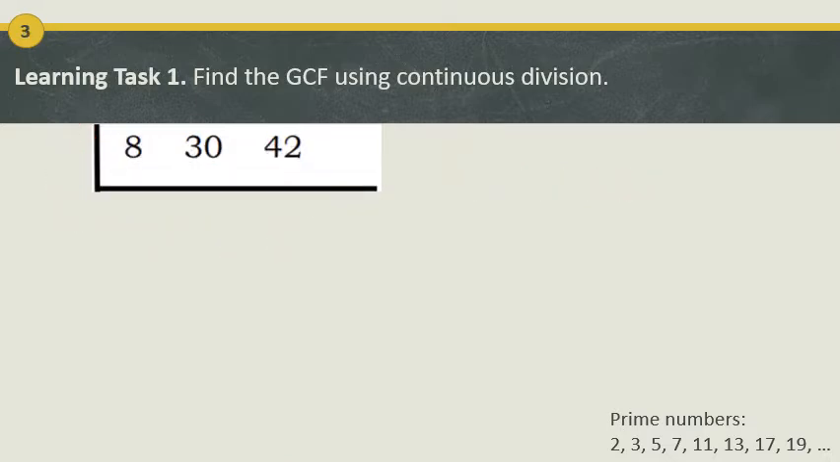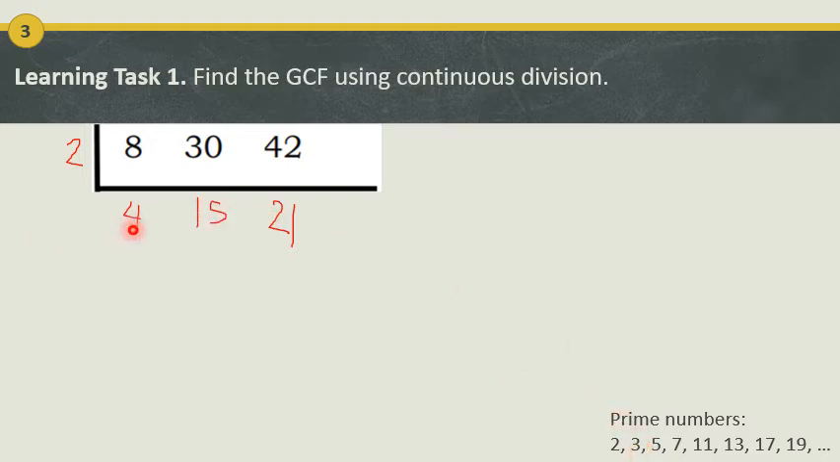Okay, next, number 3. Tatluhan ulit ito. Since lahat sila ay even number ulit, pwede natin i-divide sa 2. So, 8 divided by 2 is 4, 30 divided by 2 is 15, and 42 divided by 2 is 21. Okay, tingnan ulit natin sa mga prime numbers. Sa 2, pwede po ang 4, pero yung 15 and 21, hindi po ito pwede.